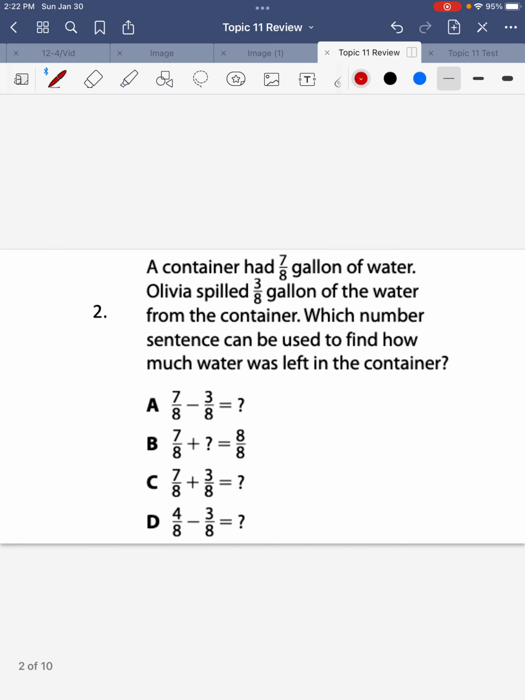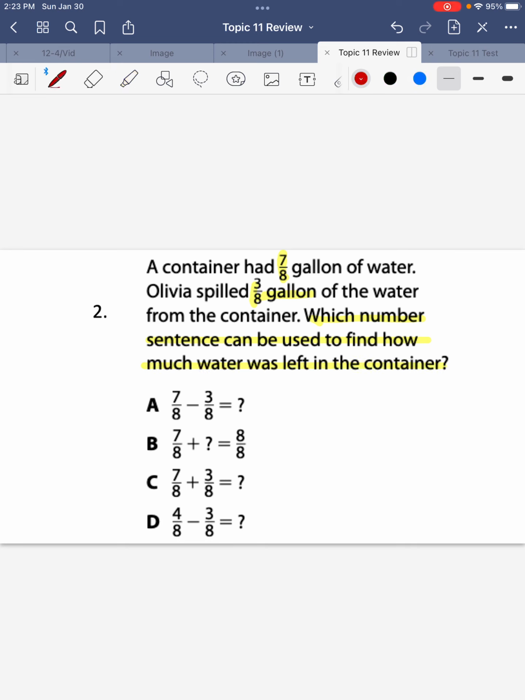Okay, next question, 2. It says, a container had 7/8 gallon of water. Olivia spilled 3/8 gallon of water from the container. Which number sentence can be used to find how much water was left in the container? So let me highlight my question.